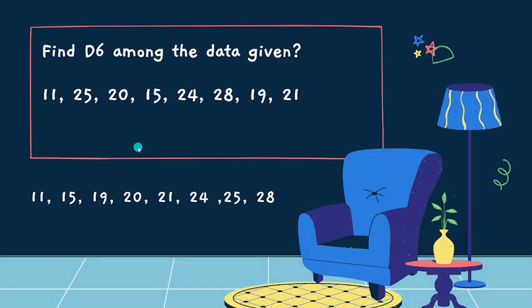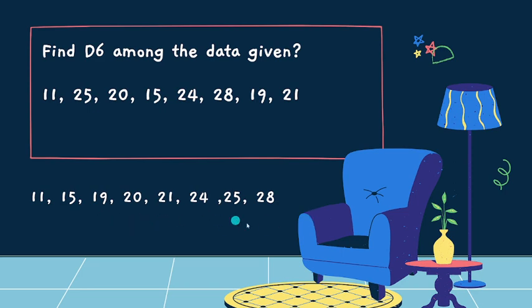So we have an example here. Find D6 among the data given. Our data is 11, 25, 20, 15, 24, 28, 19, and 21. So what will we do first? We arrange the data in ascending order: 11, 15, 19, 20, 21, 24, 25, 28.